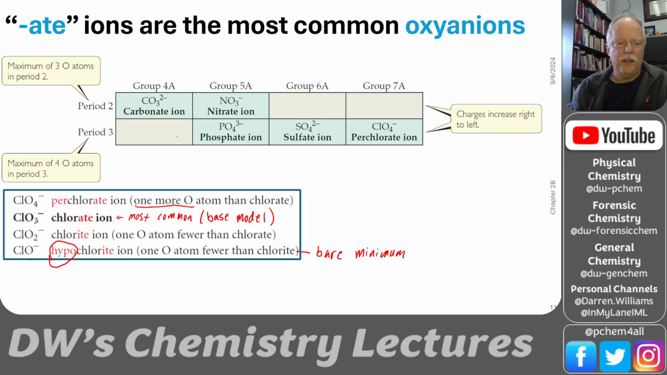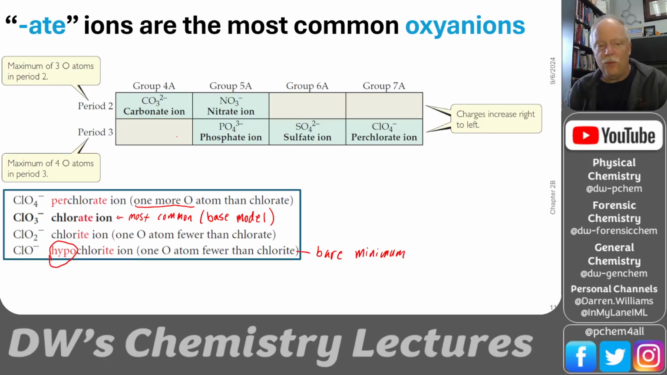So we have chlorate, then we lose an oxygen, we end up with chlorite. We lose another oxygen, we have hypochlorite, so even less than chlorite. Or if we start at chlorate and we want more, we have perchlorate, so we have even more oxygen. So it goes from ClO3 to ClO4.